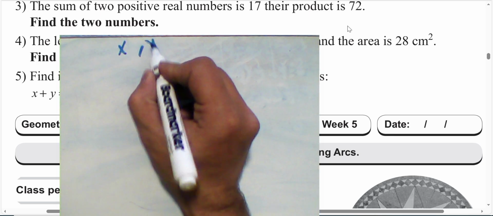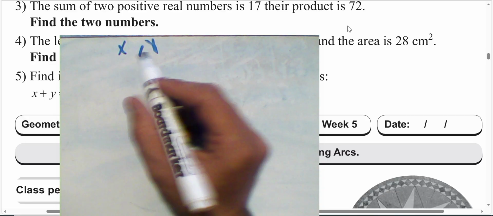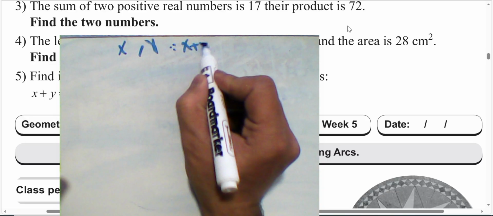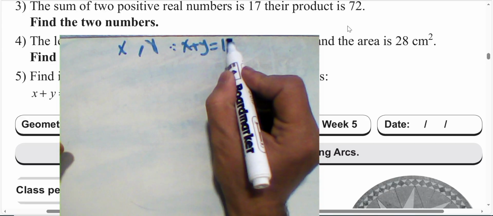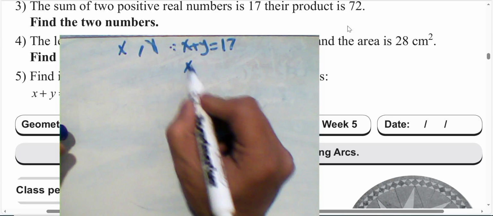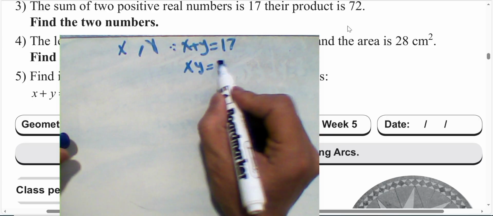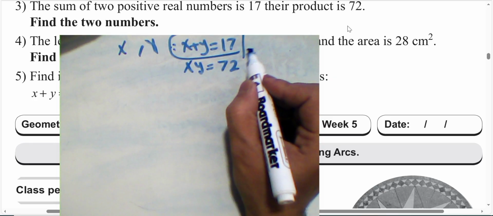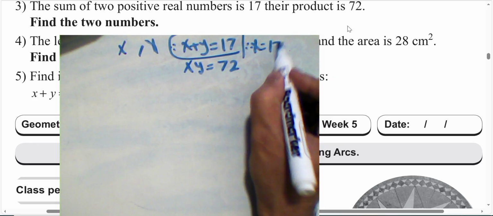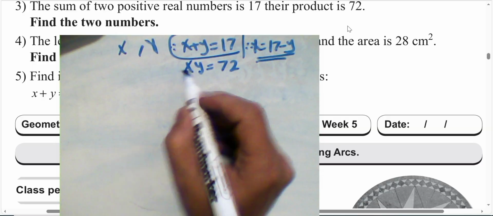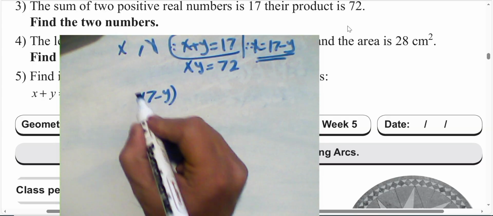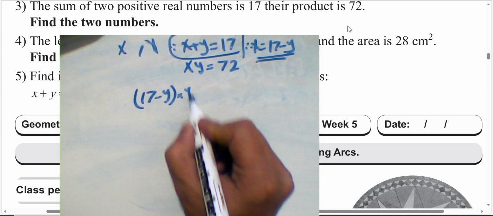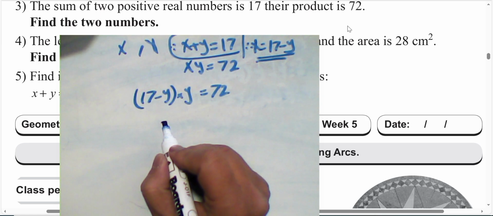Like first number equal x and second number equal y. He gives me first information such that x plus y equals 17, and second, x times y equals 72. From the first equation we can find the value of x here: x will be equal 17 minus y. Put the value here: 17 minus y, product by y, is equal to 72.